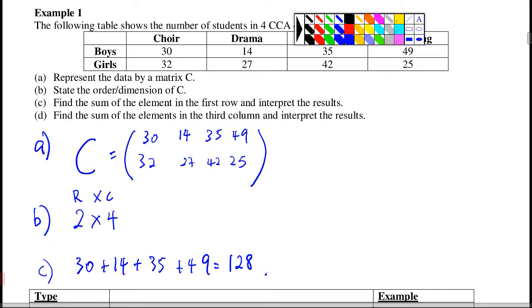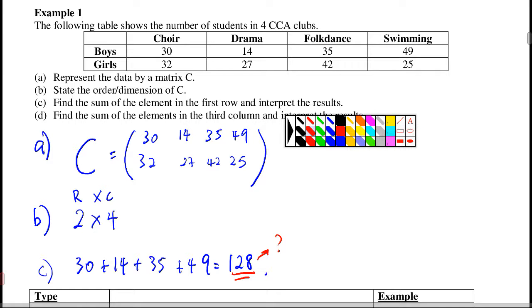Interpret the result. Zining, interpret the result. 128 means what? What does interpret mean? Interpret means they want you to tell them what 128 means. Is it 128 apples? Total number of boys in the 4 CCA. That's correct. In the CCA is wrong. In the 4 CCA is correct.